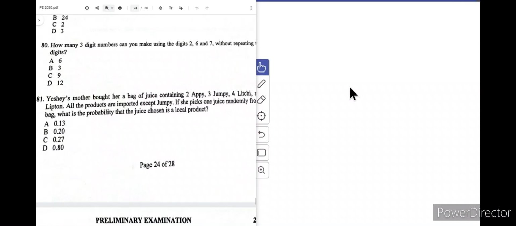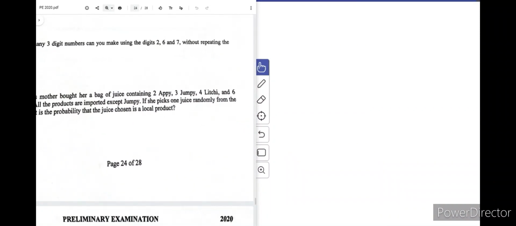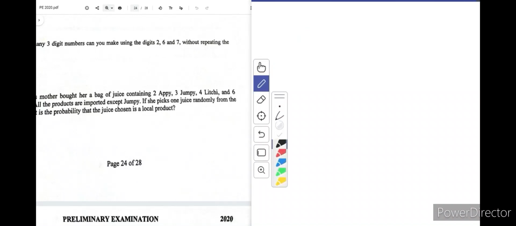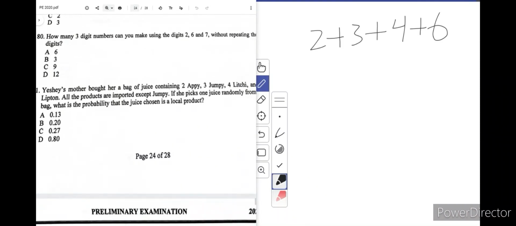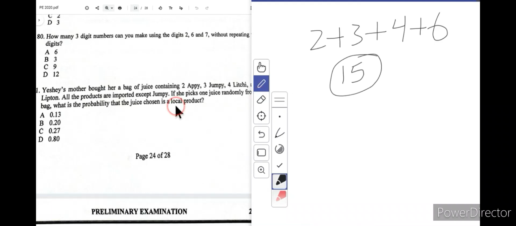So from the question, the total number is 2 appy plus 3 jumpy plus 4 lychee plus 6 Lipton. So in total we have 6 plus 4 plus 3 plus 2, that is 10, 13 and 15. We have a total of 15 products. Out of 15 products, now Isha is trying to pick a juice.